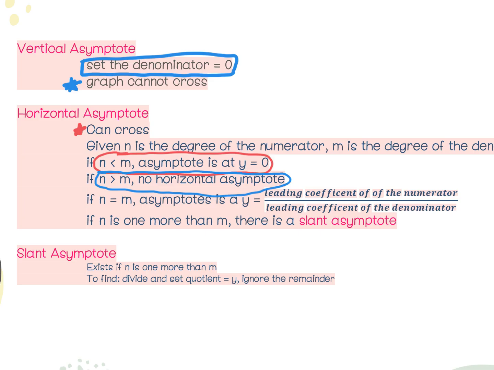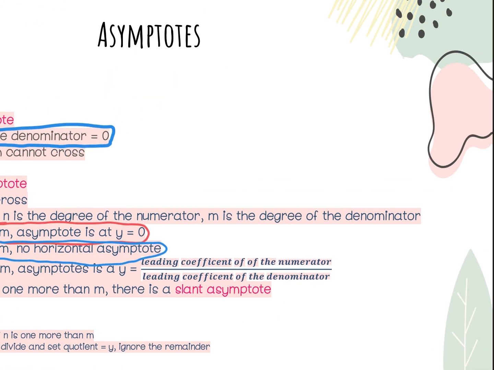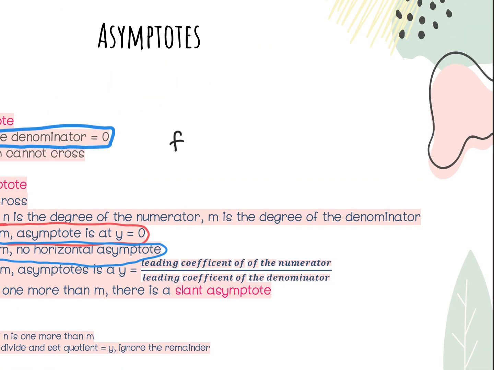And then the last one is the easiest one. If the degrees are the same, you compare the leading coefficient of the numerator. It's y equals the leading coefficient of the numerator over the denominator. I'm going to go over it in a second. And then the last one we're going to talk about is a slant asymptote. But let's talk about horizontals here for a second. I'll show you a couple examples and show you how simple this is to do.